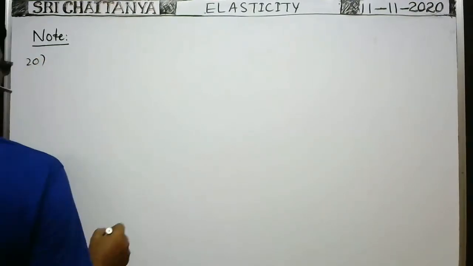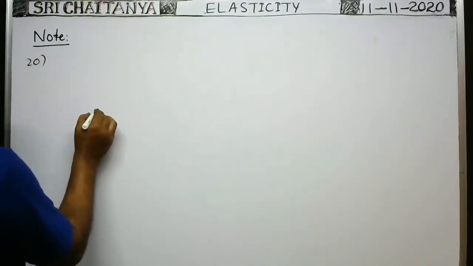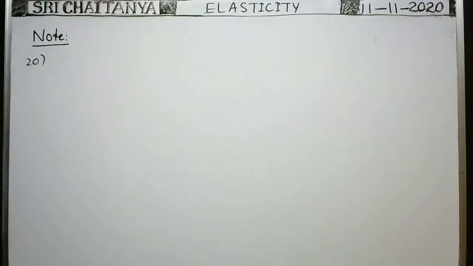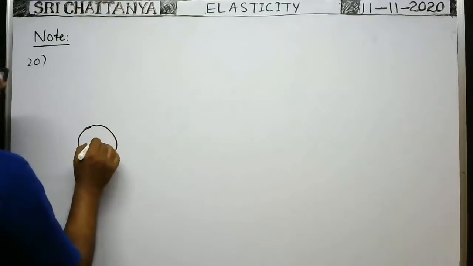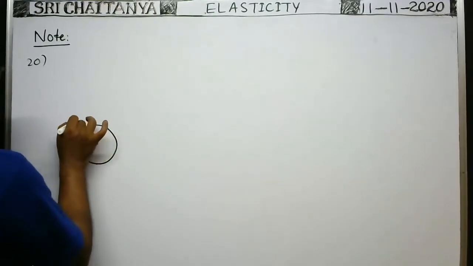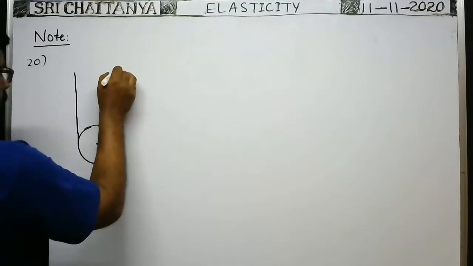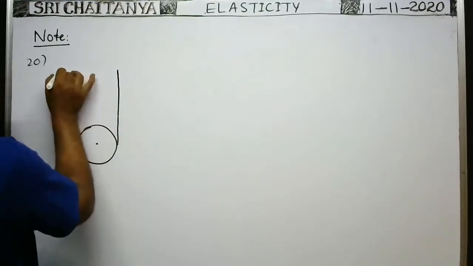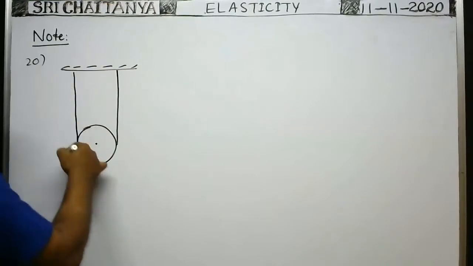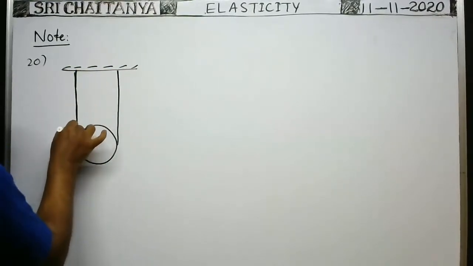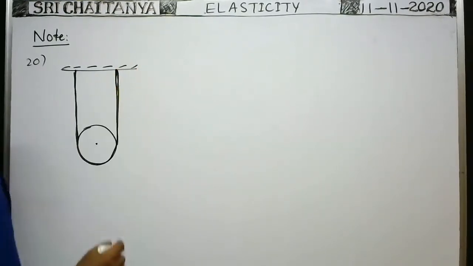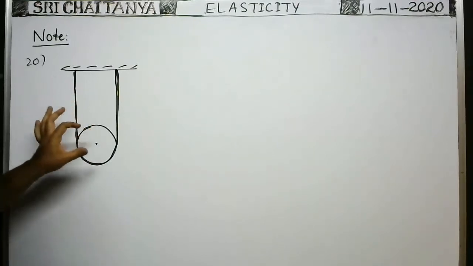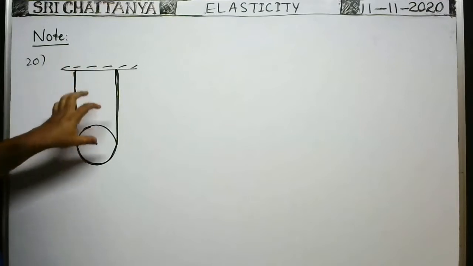Okay, next, 20th problem. Suppose a light, frictionless pulley. It is suspended from the rigid supports by means of a string passed over the pulley. A string is passed over the light frictionless pulley like this, and by means of the string, the pulley is suspended.